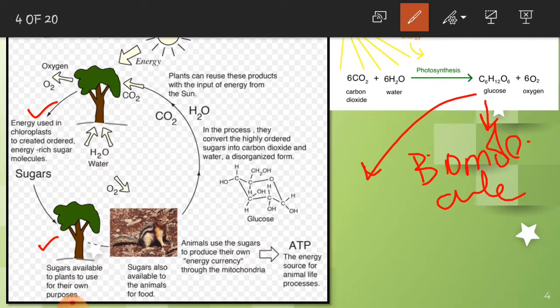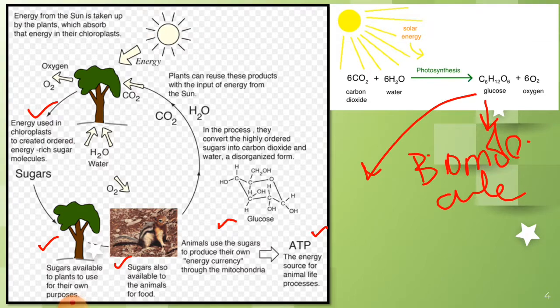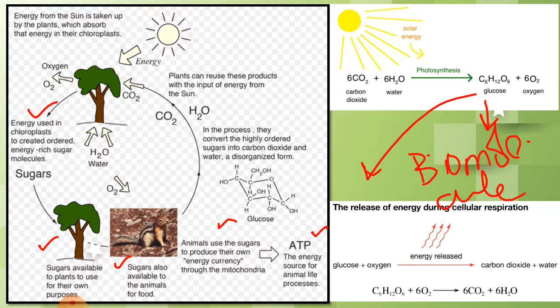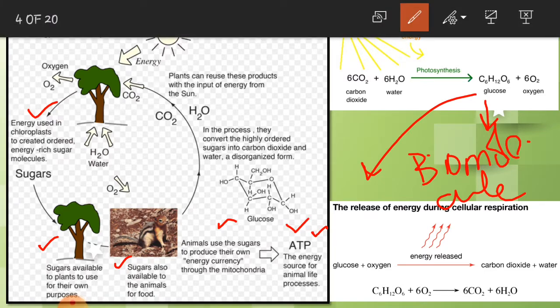And when the animals eat these plants, then the sugars are also available to those animals. Animals use this sugar to produce their own energy currency through the mitochondria, and that energy currency is called ATP. This ATP is the energy source for animal life processes. So this creation of ATP from sugar is also called respiration.